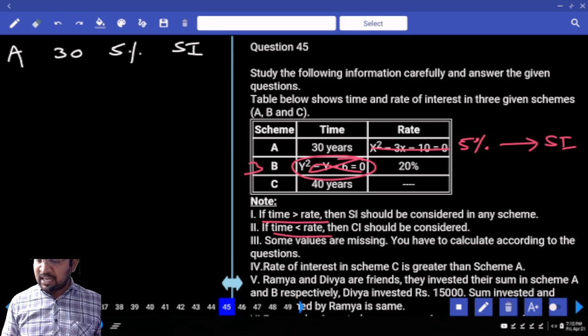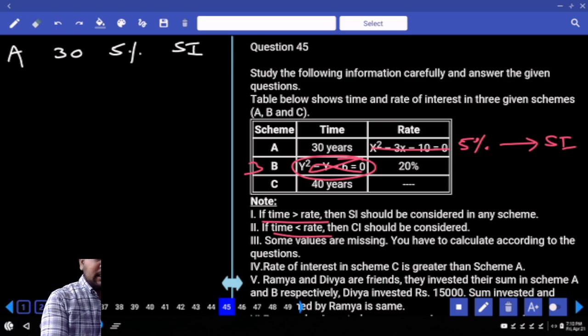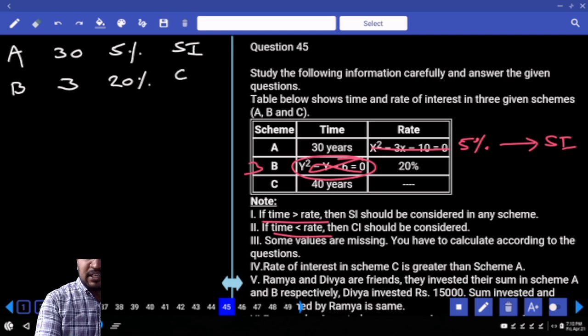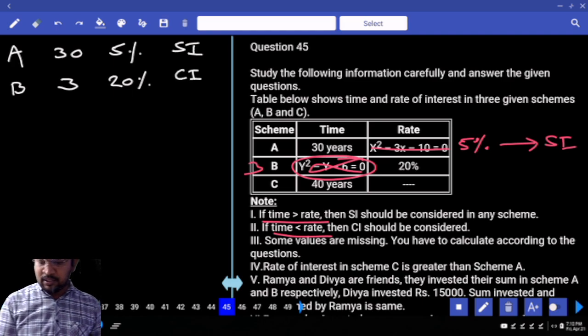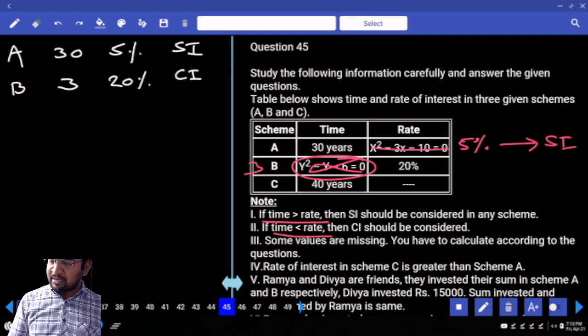Now coming to the second statement. If time is less than rate of interest, that is compound interest. See the second scheme. Time is 3 years. Rate of interest is 20%. Now this is which interest? Compound interest. Some values are missing. You have to calculate according to the questions.